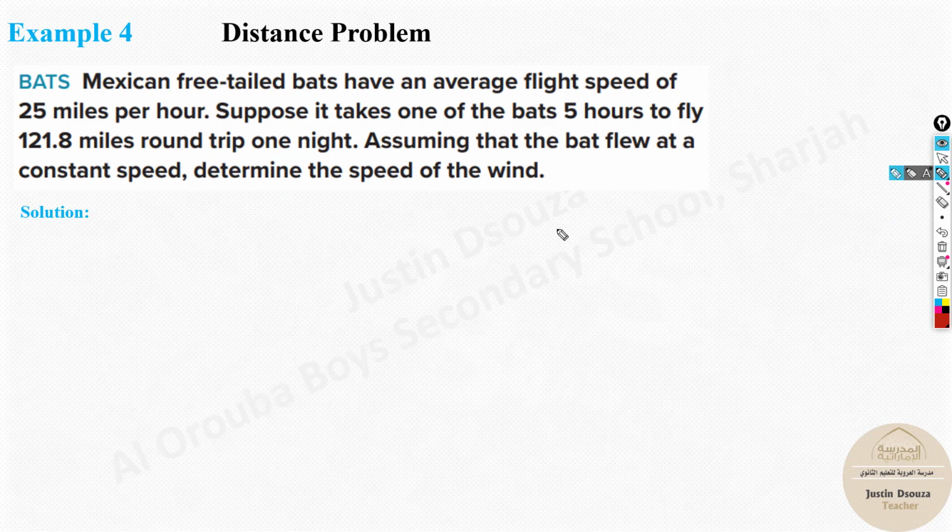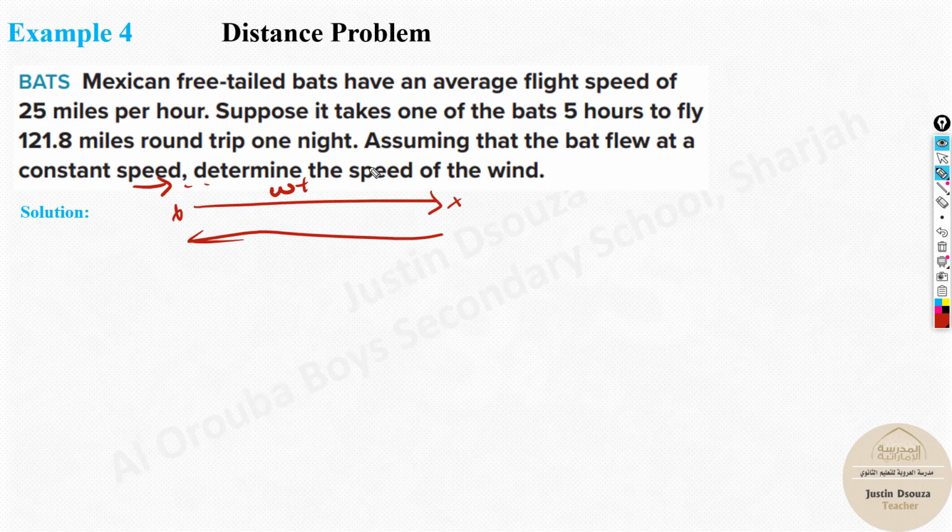Okay, see now this is very important. The word round trip makes all the difference. Now let's understand this problem. See, imagine it's flying here. It's flying like this and going somewhere, and then it's coming back, because that's what round trip means. And what does wind do? Wind, imagine, is blowing at this speed. It's going to blow here. So when the bat is flying in this direction, it's easy. So the wind speed must be added to its speed.